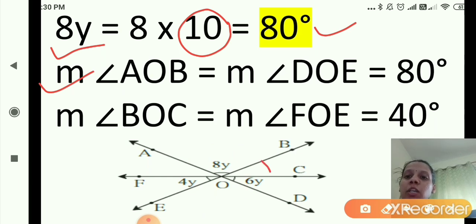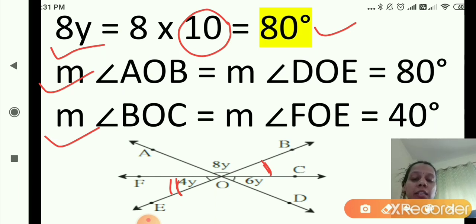See, this angle BOC is vertically opposite to which angle? Correct, EOF, right. So this EOF is equal to 4y. 4y means what? 40 degree, right. So this is also 40 degree. As you can see here, measure of angle BOC is equal to measure of angle FOE is equal to 40 degree, right.